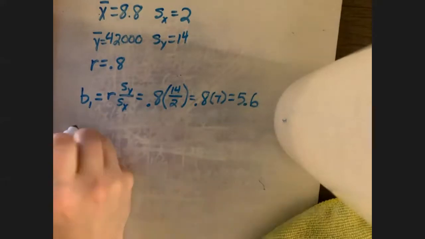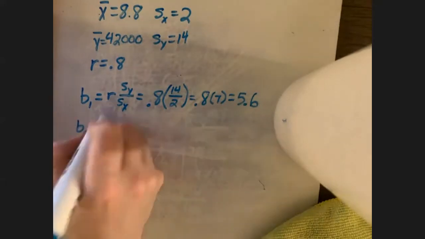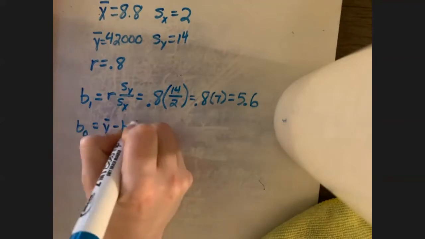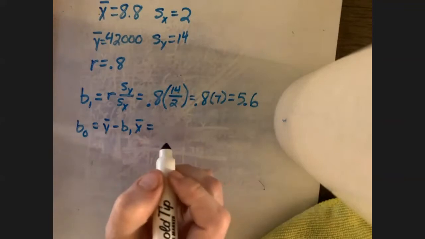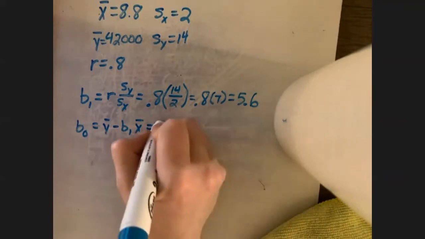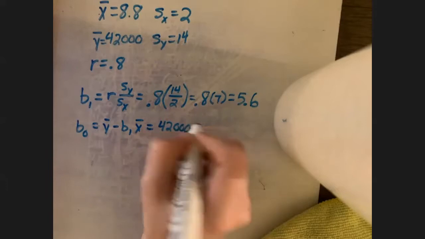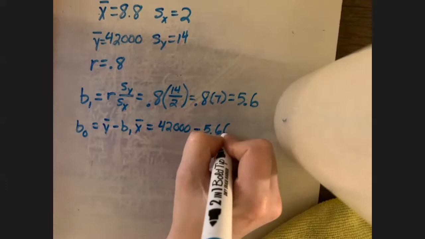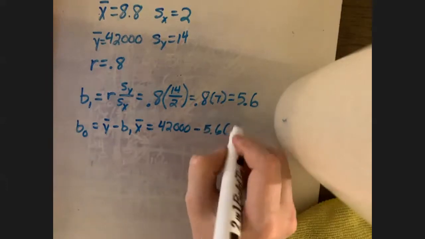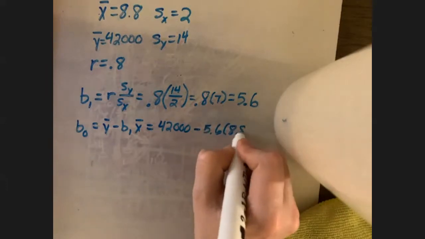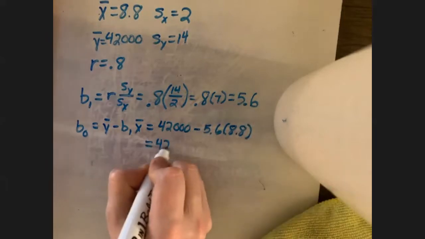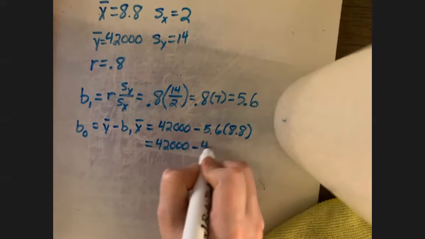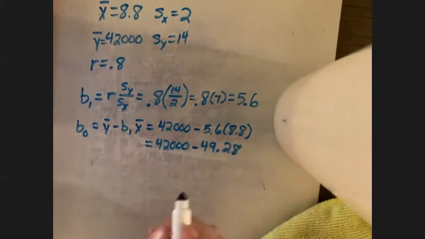B naught was Y bar minus B1 X bar. So this is 42,000 minus 5.6 times 8.8. That is 42,000 minus 49.28.